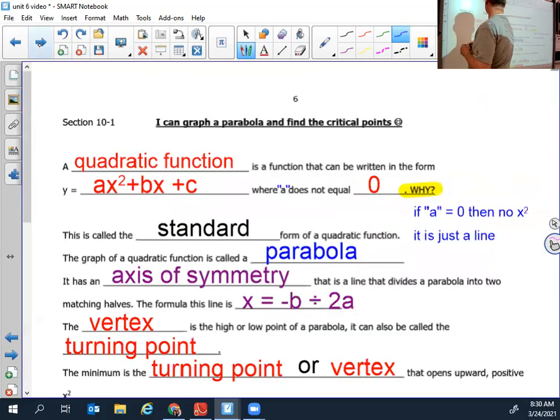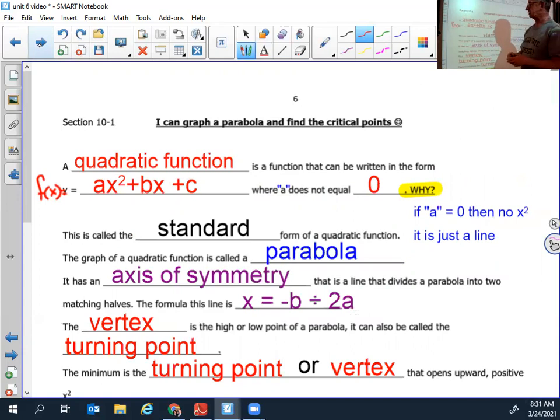So the next page, page 6. It says a quadratic function is a function written in the form y equals ax squared plus bx plus c, where a does not equal 0, and this could be f of x also. Well, why can't you have a equal to 0? If a was equal to 0, that means that this term would be 0 and it would disappear. So you would just have bx plus c.